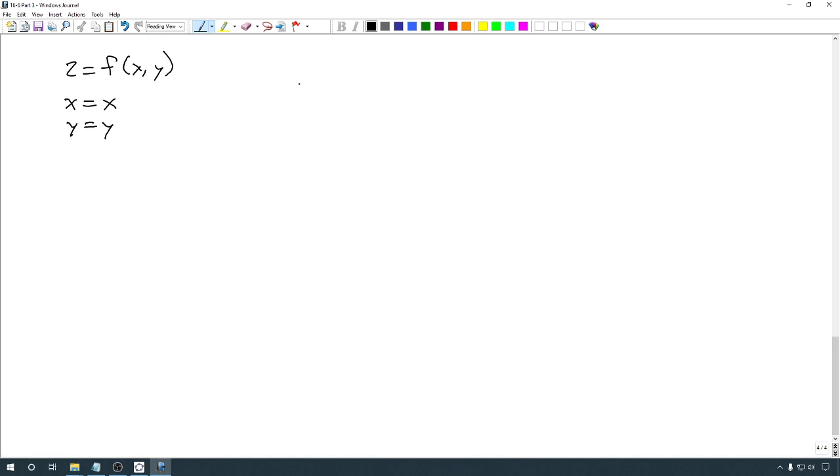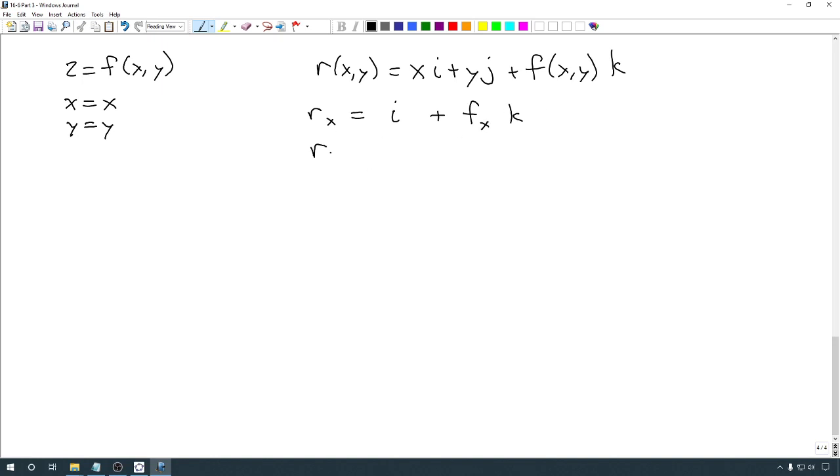In that case, keep in mind, r of x, y is just x i plus y j plus f of x, y times k. That means r_x, if you differentiate everything with respect to x, the derivative of x i turns into an i, the derivative of y j is 0, and then we get the derivative of f with respect to x times k. I'm going to leave out the x, y here. Same thing with y. The x i goes away, y j becomes a j, and we get the derivative of f with respect to y times k.